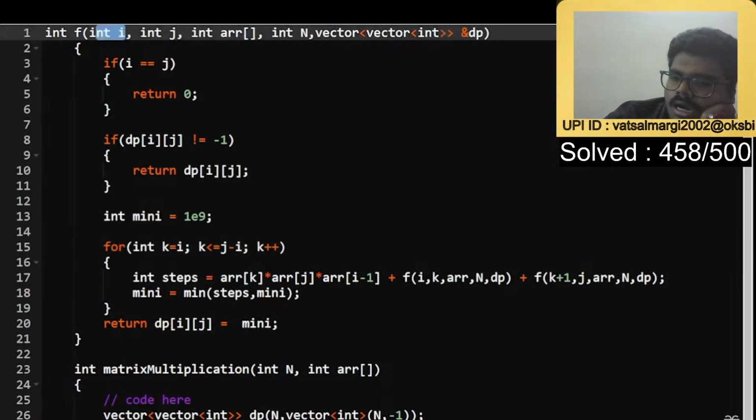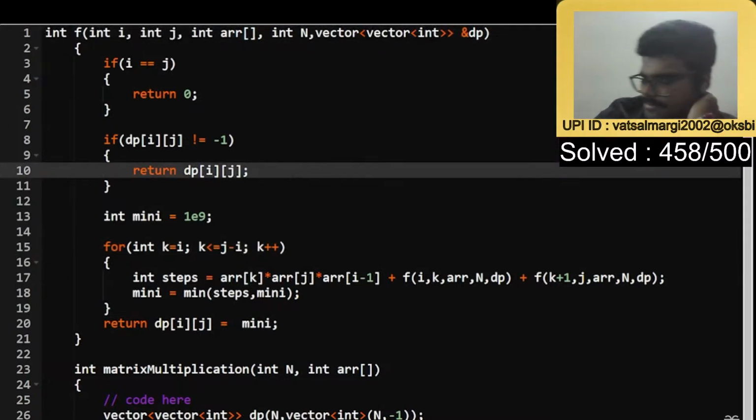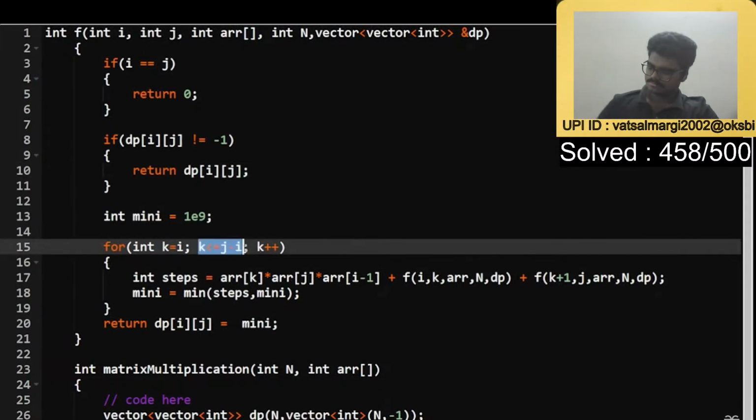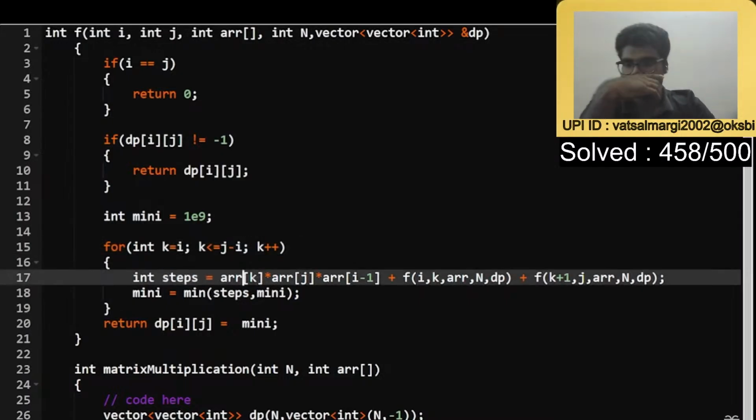So I'm starting from i and ending at j. Suppose I've been given matrices A, B, C, D. I'll try to partition it at every step. So I'll start at k is equal to i and k is less than or equal to j minus 1, k plus plus. Then the number of steps at that particular point would be the left part, starting from i till k, passing the array and the dp as the same. Then from k plus 1 to j.